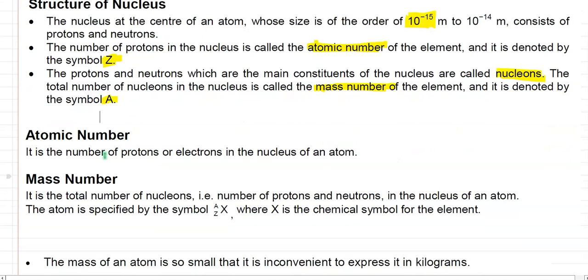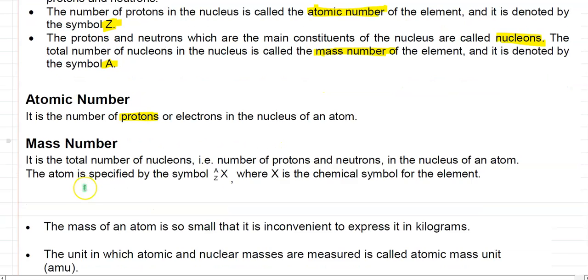So atomic number means the number of protons in the nucleus of an atom. We all know the atom is neutral. That's why the number of protons is equal to the number of electrons. And the mass number is the total number of protons and neutrons, that is, the total number of nucleons.